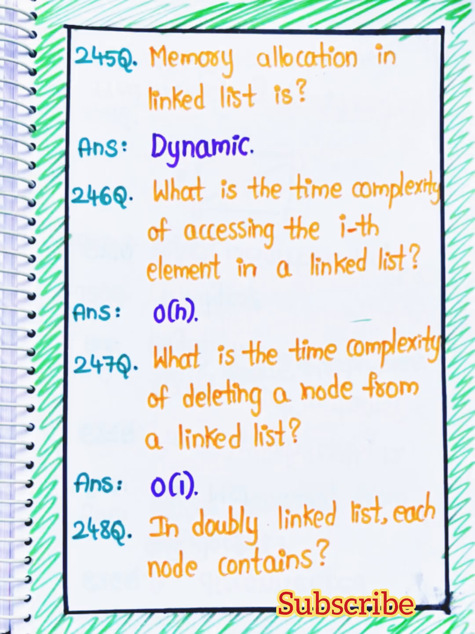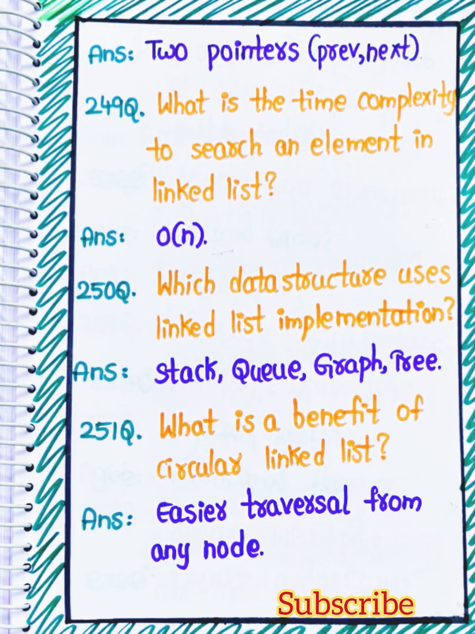Memory allocation in linked list is dynamic. Next question, what is the time complexity of accessing the ith element in a linked list? O of n. Next question, what is the time complexity of deleting a node from a linked list? O of 1. Next question, in doubly linked list, each node contains two pointers, previous and the next. Next question, what is the time complexity to search an element in the linked list? O of n.